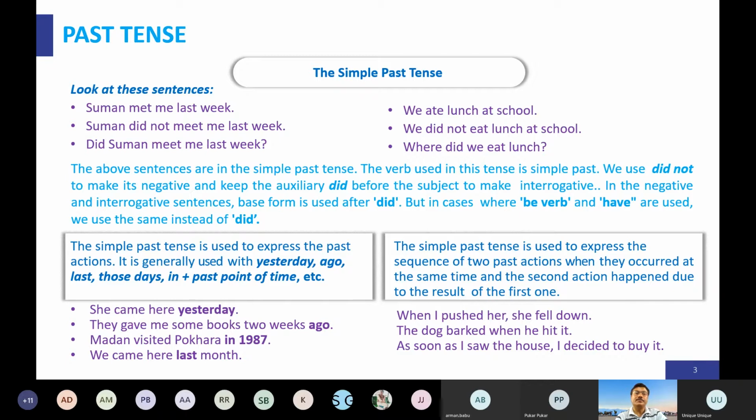When I pushed her, she fell down. The dog barked when he hit it. As soon as I saw the house, I decided to buy it.